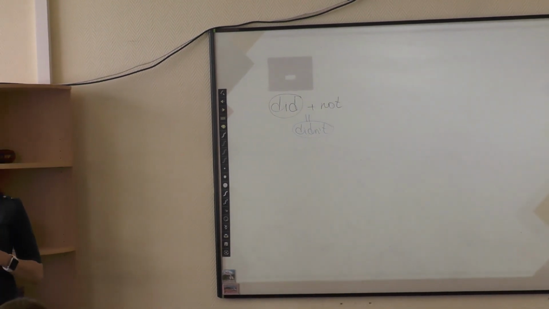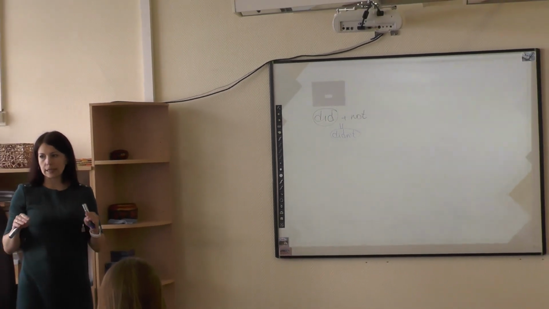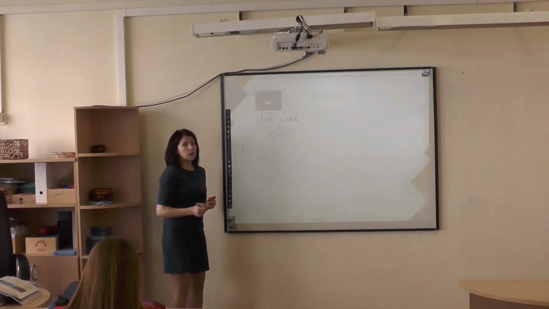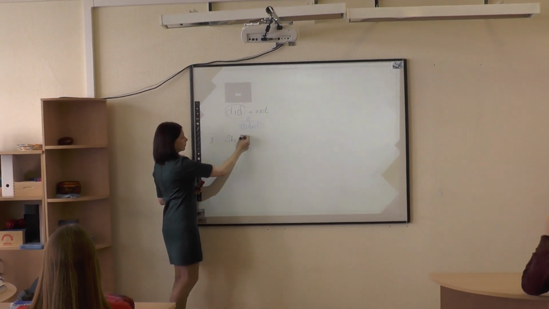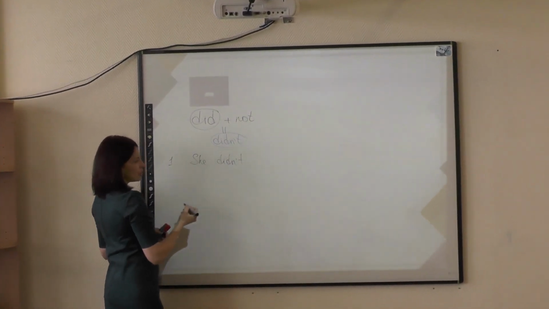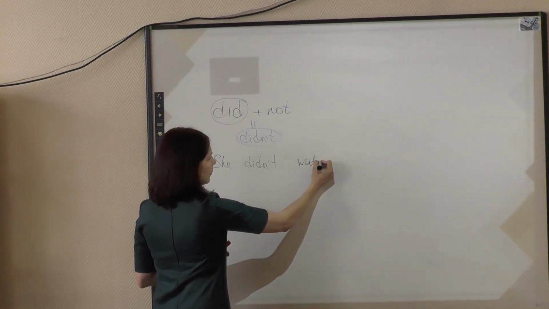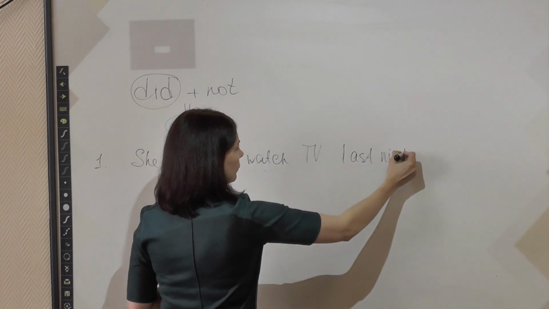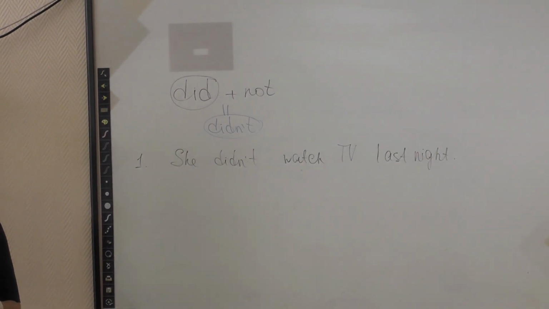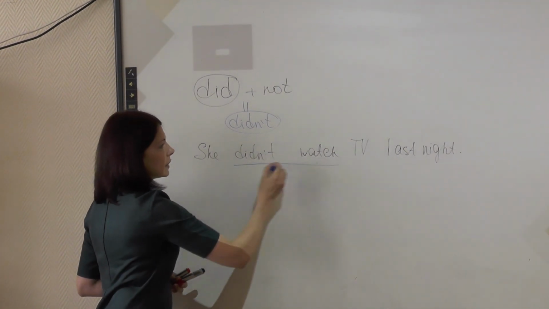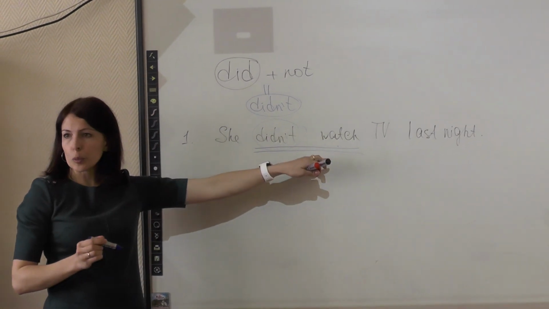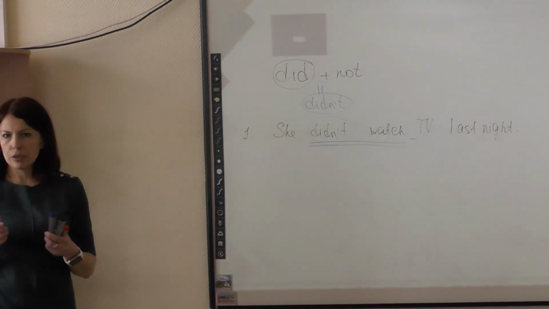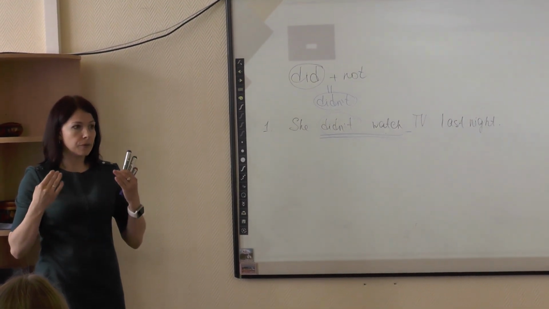So it's easy enough. After didn't, we use the verb without an ending. We use the infinitive. For example, example number 1: she didn't watch TV last night. Underline didn't watch, please, and pay attention to the verb. We don't have the ending -ed here, yes? Without -ed. And what about irregular verbs? It doesn't matter. Of course, we use only the first form.